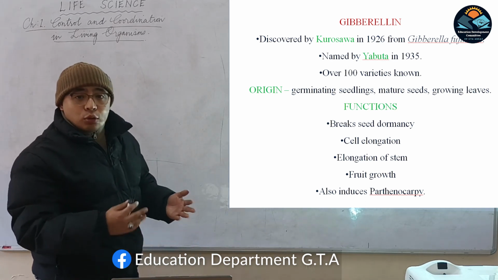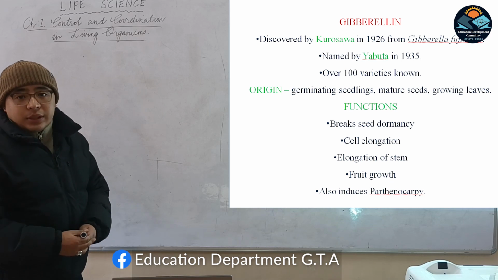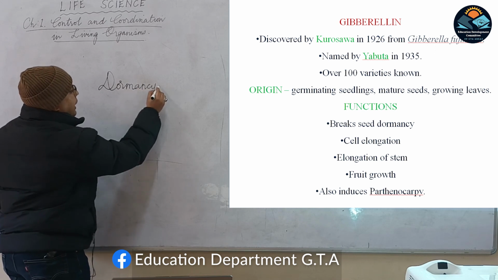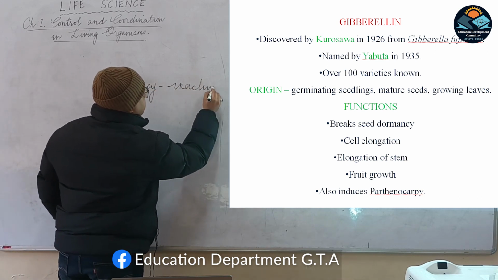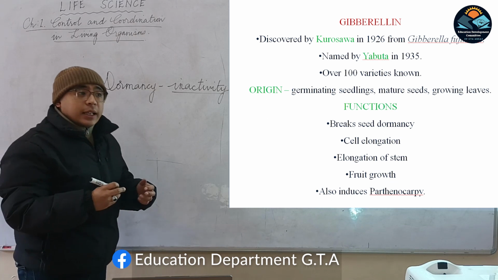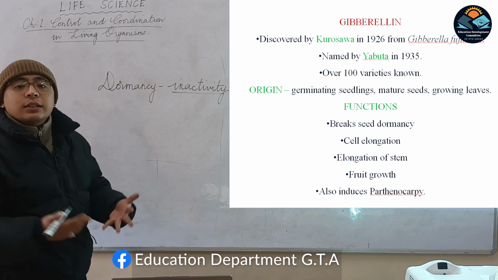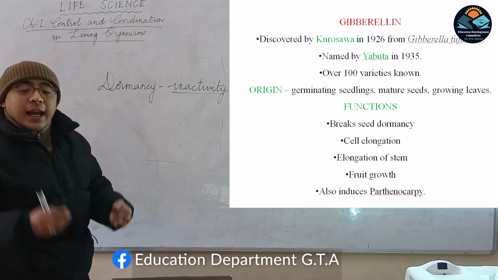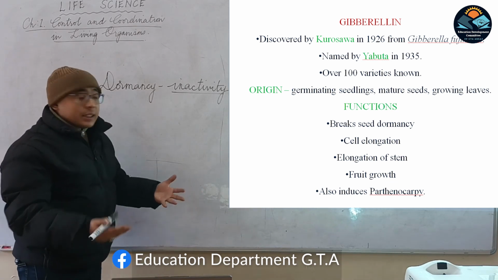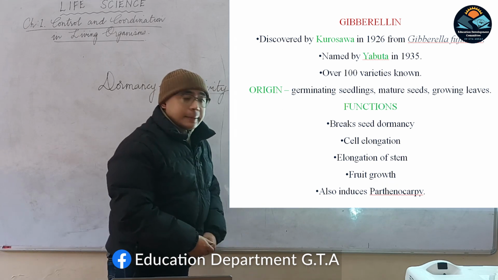Now let us look at, most importantly, the functions of gibberellins. Number one is it breaks seed dormancy. Dormancy implies inactivity. A seed remains inactive when it has not come across favorable conditions like soil and water. If there is no soil and no water, the seed remains inactive. But as you expose the seed to favorable conditions, it will become active, thus breaking its dormancy. And this breaking of dormancy is done with the help of gibberellins.